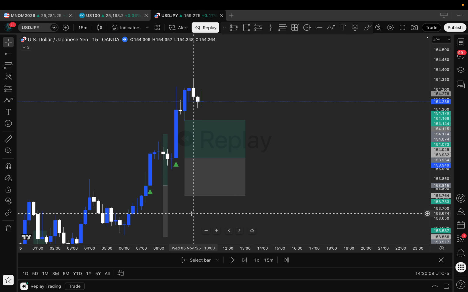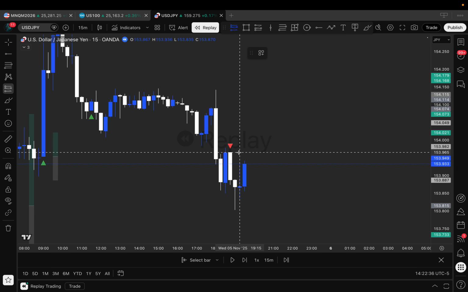Beautiful candles. Okay, we have a beautiful bearish no-wick candle right here. What a beauty. We have a good swing next to it. The market is in a bearish trend clearly.